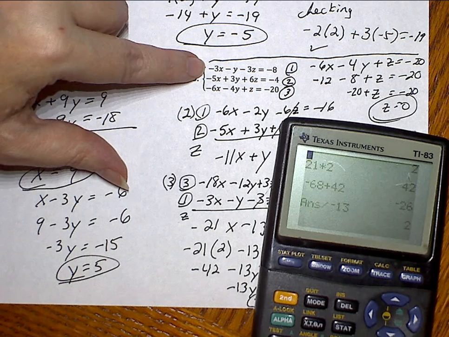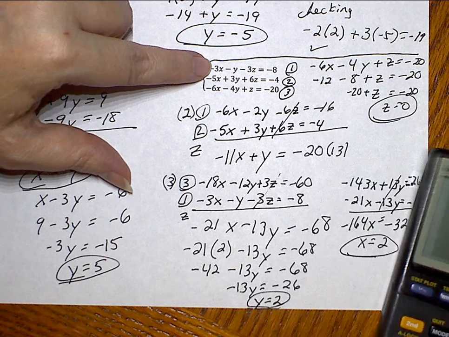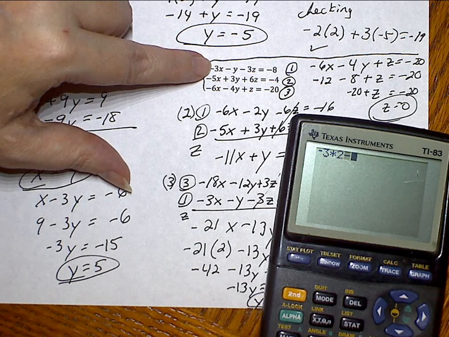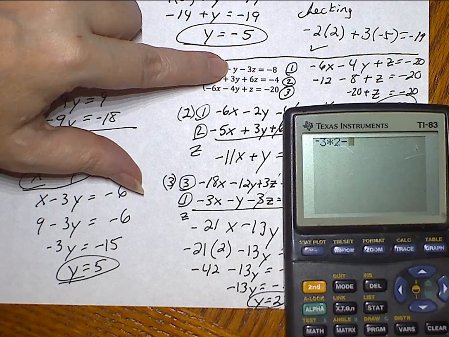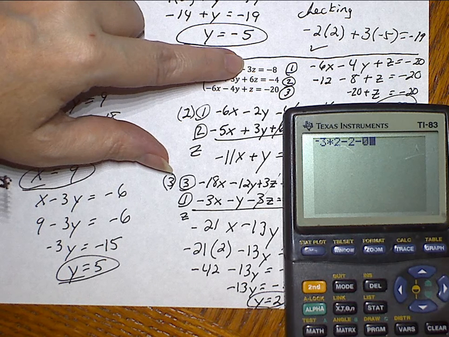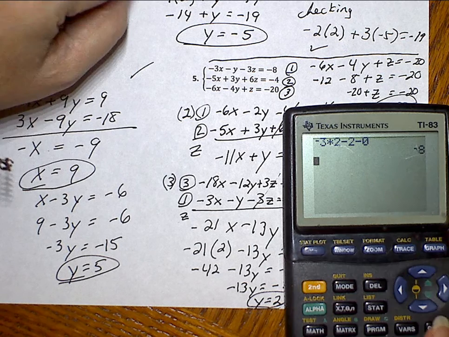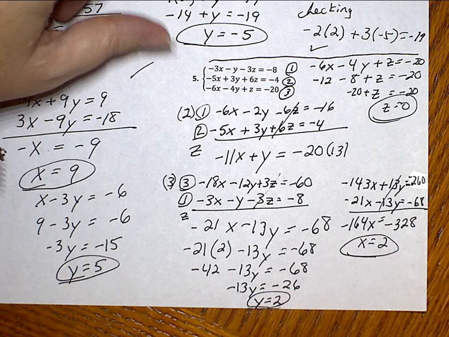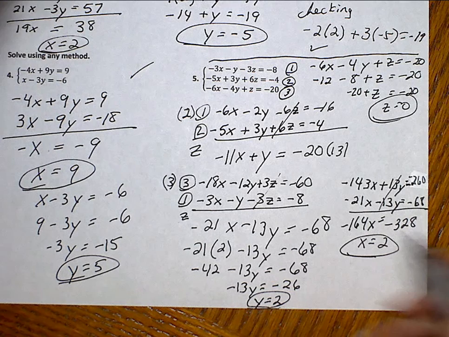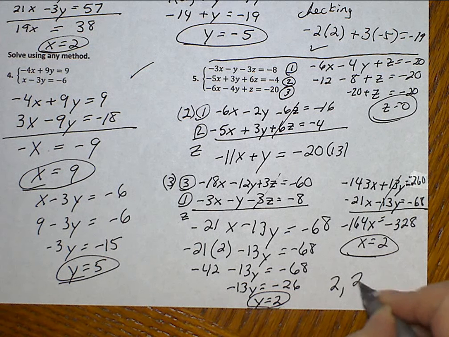So negative 3 times 2, minus 2, minus 0, because 3 times 0 is 0, equals negative 8. So that's right. So my final answer is x is 2, y is 2, and z is 0.